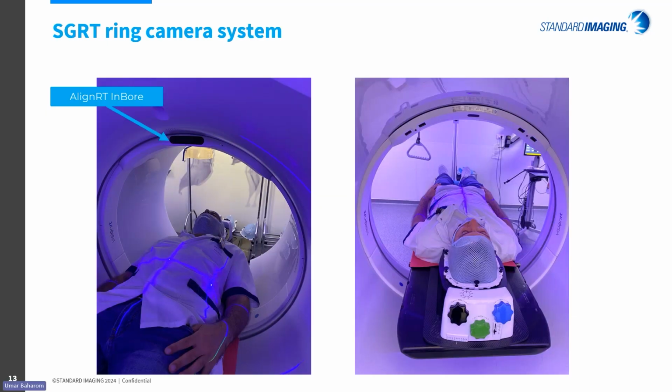So I just want to share that Vision RT also has a unique ring-mounted SGRT system called the AlignRT InBore. The InBore is available for Varian Halcyon, Ethos, and I think later this year they're coming out with a version for the Accuray Radixact as well.